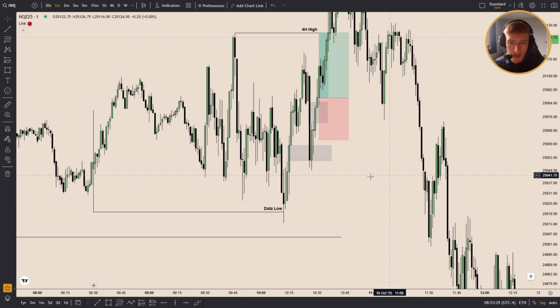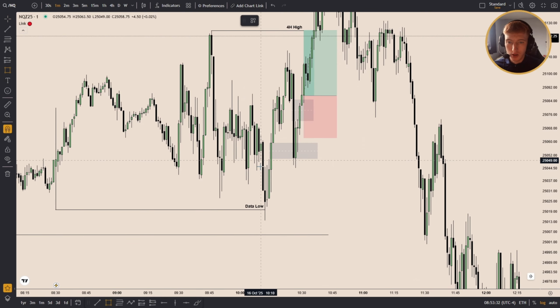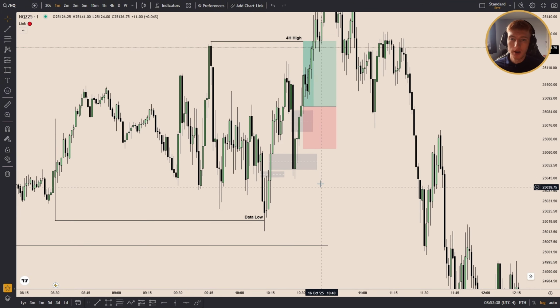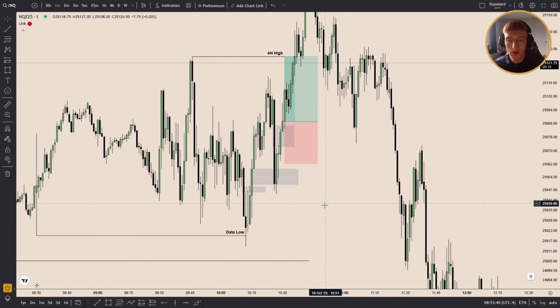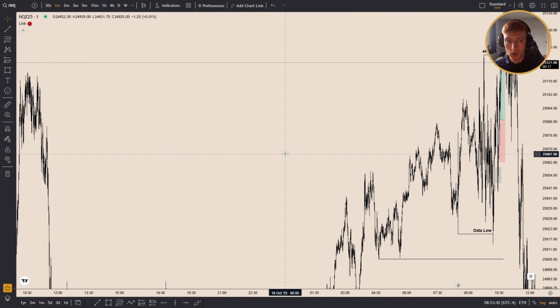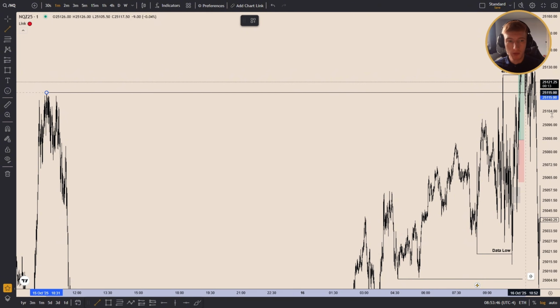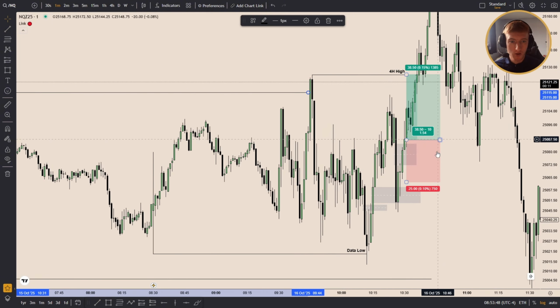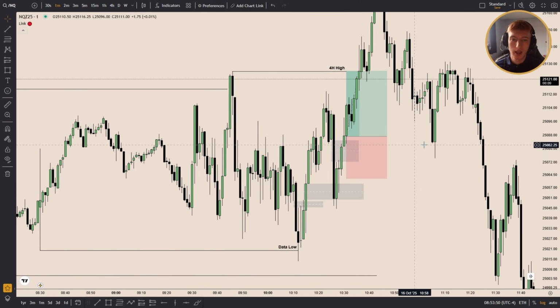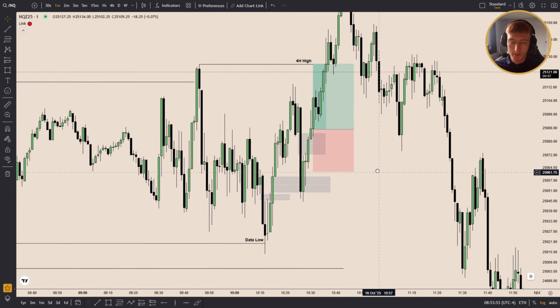Now, you may be thinking, why didn't I take this first setup right here? So this setup here, it was more obvious of a gap on the 30-second. However, at this point, I wasn't fully confident in longs because we just swept this high here. So I wanted to wait for more confirmation. Obviously, I was still bullish, but we had just swept this high. So I wanted to wait for more confirmation.